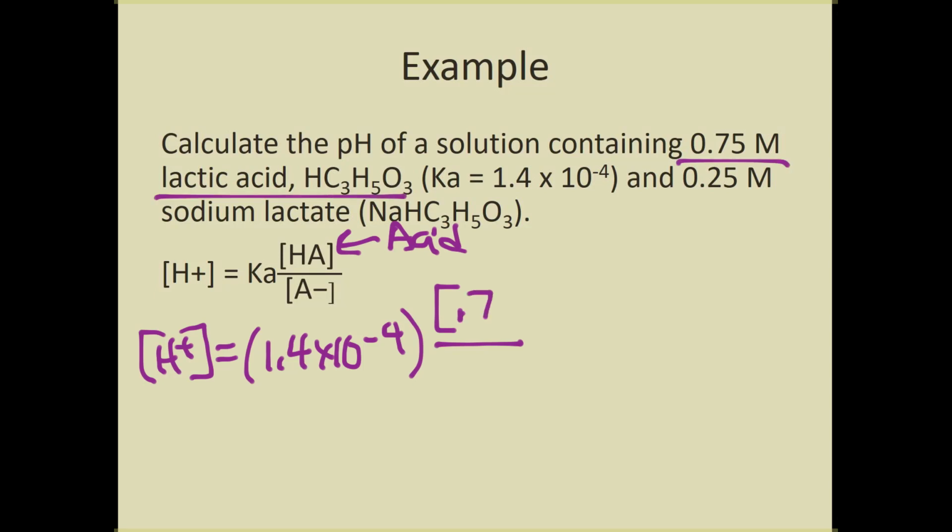So 0.75. With buffers, it's good for them to have the same concentration, but sometimes it doesn't always work out that way. The strongest buffers will have equal parts of the weak acid and its conjugate base, or its weak base and its conjugate acid. If they're equal amounts, it's just a better buffer, but it is possible that you can have different concentrations. So this just ends up being a math problem here.